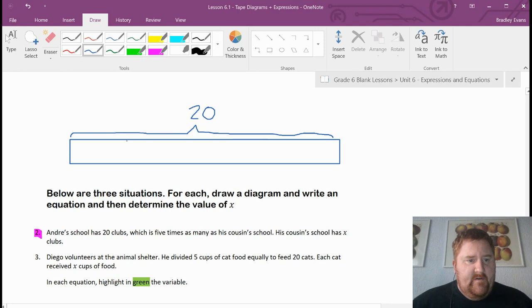So I need to divide my tape diagram into 5 equal pieces. I'm going to try to get them as equal as I can. His cousin's school has X amount of clubs, so one of these is going to be X. The next part is to write an equation to determine the value of X. So I'm going to put X into each of these, just so I can see it clearer. And I'm going to pause while I write the equations, and you should too.